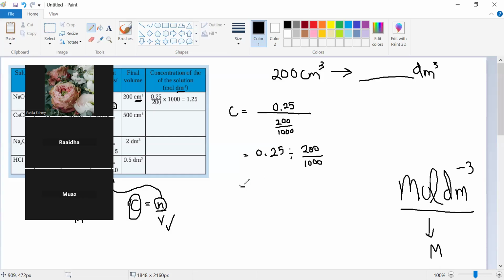So this is actually 0.25 into 1000 divided by 200. Isn't it the same thing? Yes, it is. The problem is they are missing steps in writing, thinking that the students will understand, right? So that is where teachers come into play. We have to explain these steps.